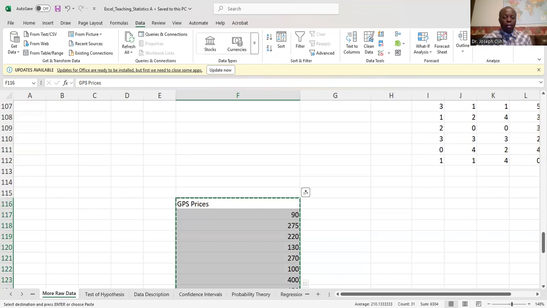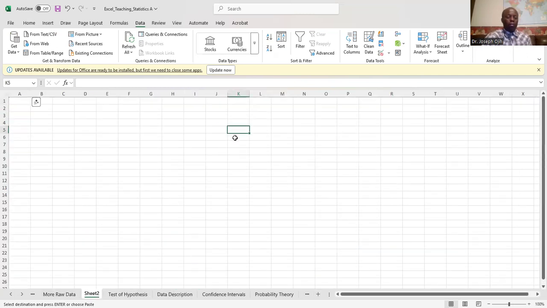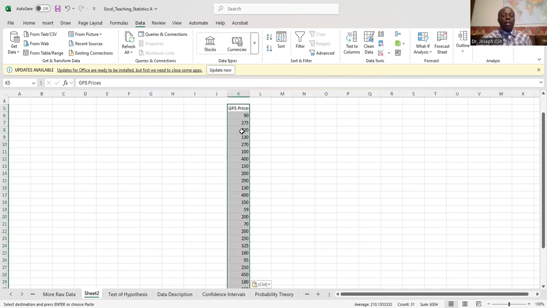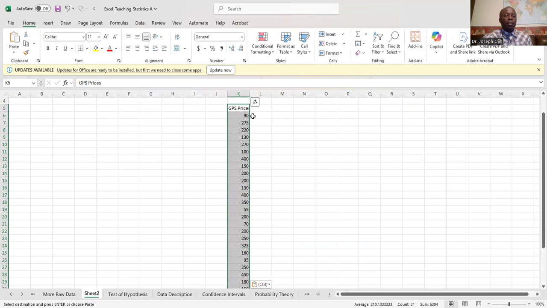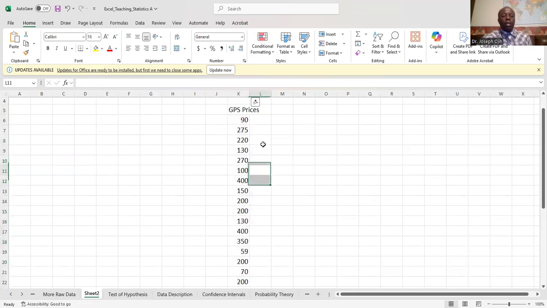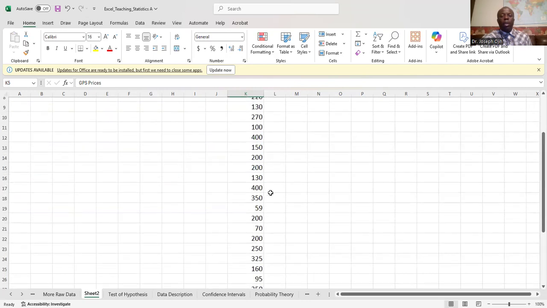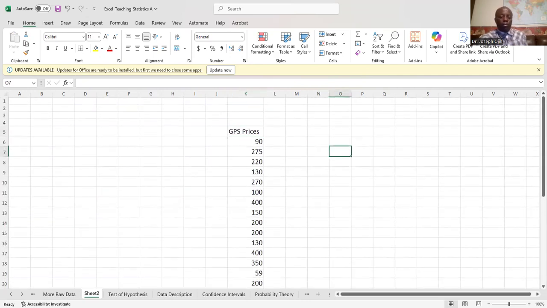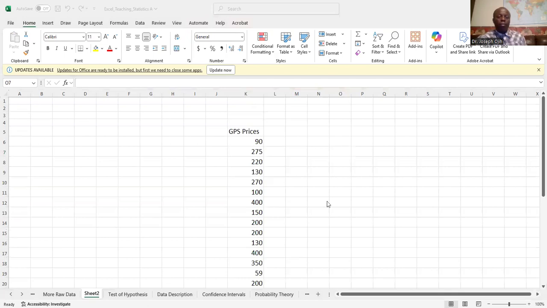Okay. A new workbook. Yep, I'm going to add it right here. And I'll make it bigger. Make it 16. Good. That's excellent. So you can see how it's spread. Now we can use this.